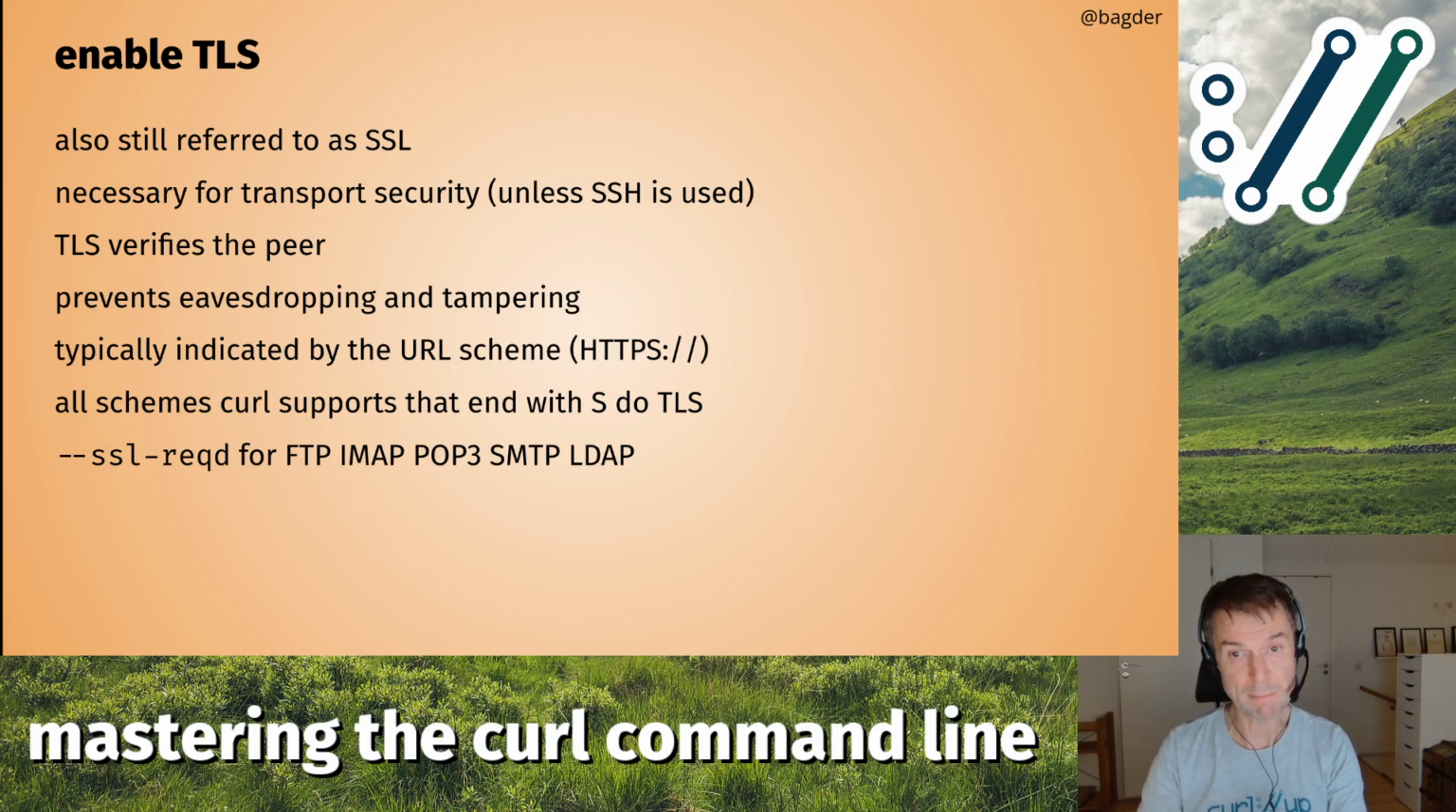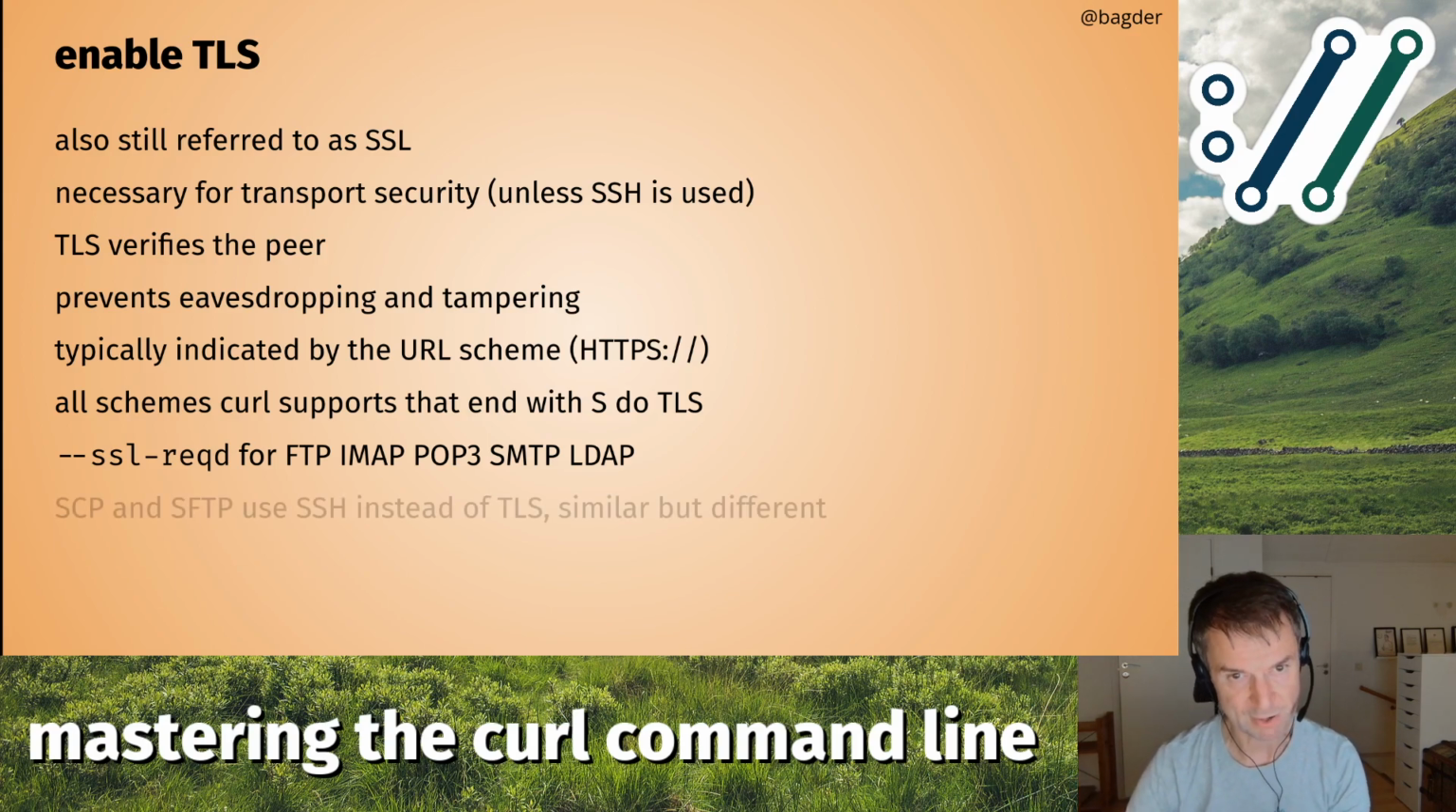But FTP, IMAP, POP3, SMTP, LDAP, they all have a different way to upgrade into TLS. So they can start out without TLS and then negotiate your way up to TLS. So you can go with an ftp:// URL, use the SSL required option, and then it'll switch over to the TLS version, which is also a fine way to do it.